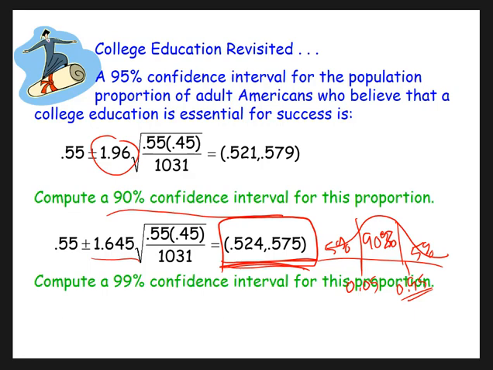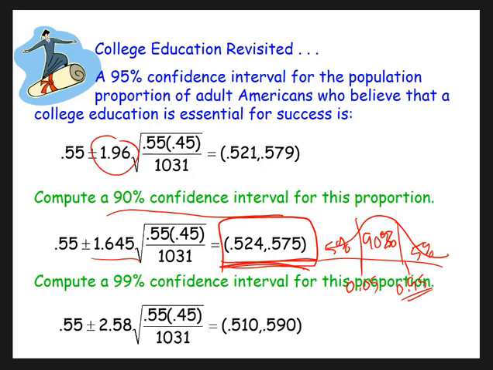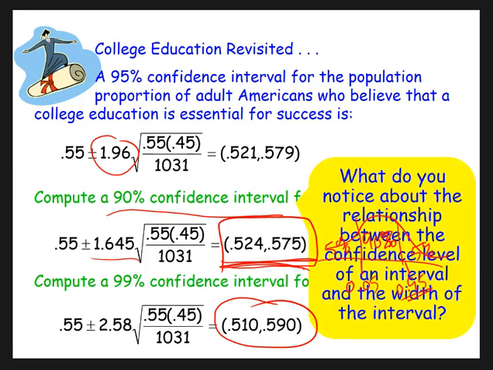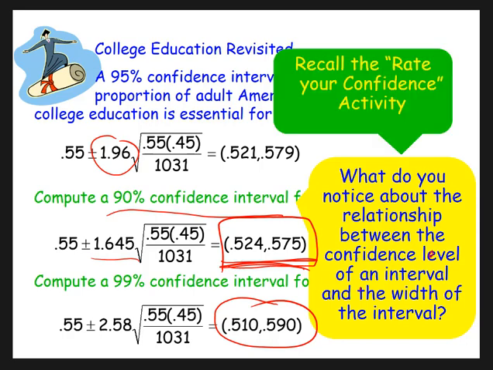For a 99% confidence level, again, it changes that Z. Our Z critical value is going to be much larger, giving us a much larger range. More confident requires a larger range, a larger target. So what do you notice about the relationship between confidence level and the width of the interval? Again, higher confidence level means wider interval.